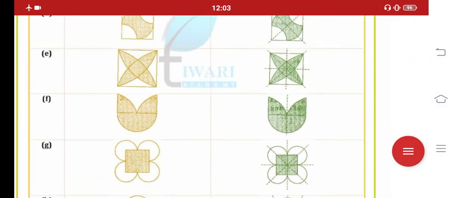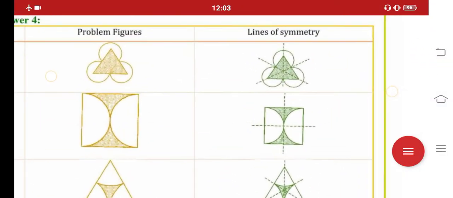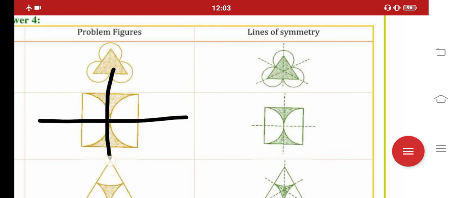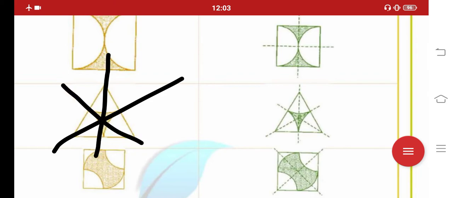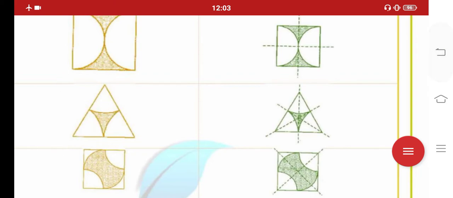See, the first one we can divide into three equal parts, vertically and with two inclined lines. Second also, one horizontal, one vertical. Like this we can divide it, and like this also, so two lines of symmetry. Third one, a triangle, there will be three lines of symmetry. So this is the first line of symmetry, this is the second, and this is the third, meaning more than one line of symmetry.